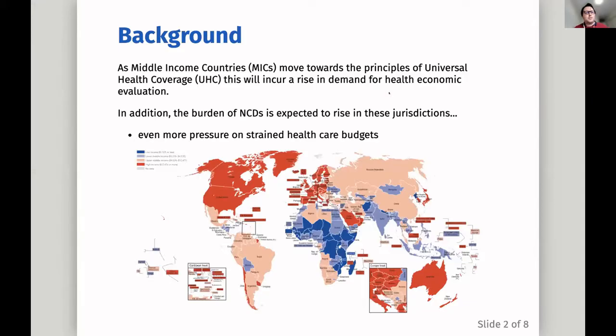Bit of background. So basically, we thought about how as MICs move towards the principles of universal health coverage, this will obviously incur a greater demand for health economic evaluation. In addition, we can also consider the fact that NCDs are expected to rise dramatically within these jurisdictions within the next decade, which will place even greater burden on already strained healthcare budgets.